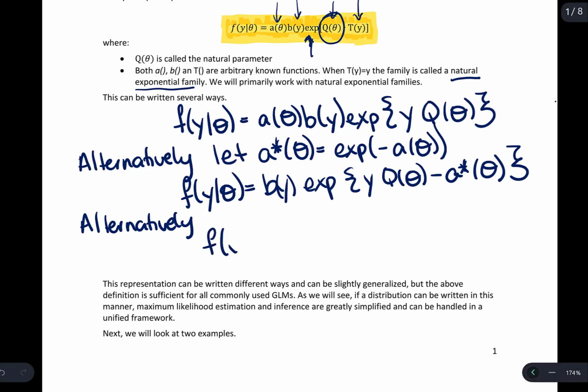We could also write this as the following.